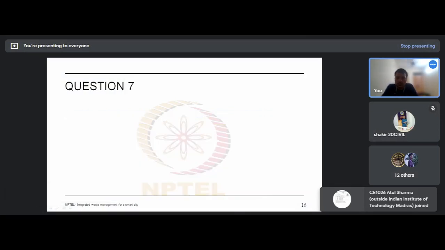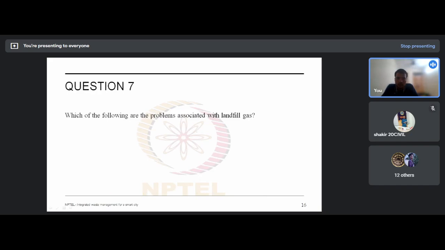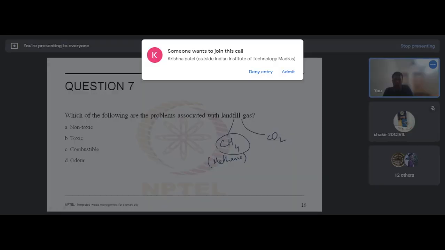See the next question, question number 7. Which of the following are the problems associated with landfill gas? The given options are non-toxic, toxic, combustible, and odor. When we talk about landfill gas, there are two components primarily. One is methane, and the other is carbon dioxide. Methane has a pungent odor of its own. So the first problem will be that. Let me check if someone has answered.